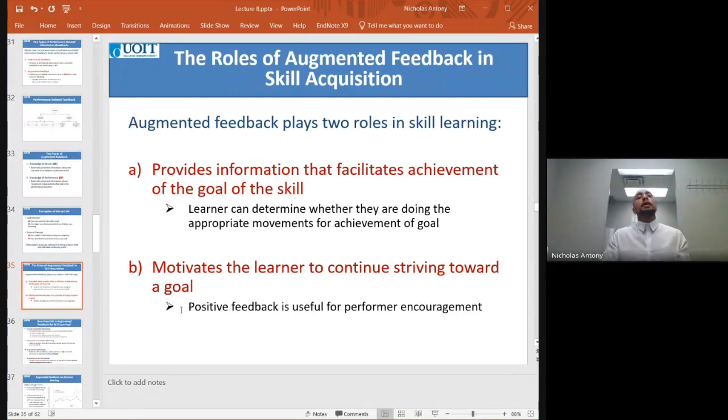So augmented feedback will play two roles in skill learning. It can be used to provide information to the learner to facilitate achievement of the task or more learning. You could be using augmented feedback to have them better understand what they did, how they did it, what needs to be done, how to perform the skill, providing information about the skill itself, so facilitating learning. The second thing that augmented feedback does is it can motivate the learner.